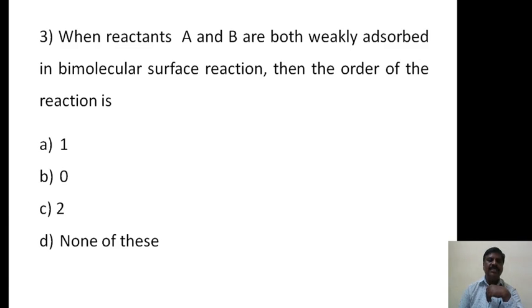The C option is the right option for this question because it is a bimolecular reaction. With respect to A it is first order, with respect to B it is another first order, and the overall order of the reaction will be second order, that is a bimolecular reaction. Therefore, the option C is the right option for this question.